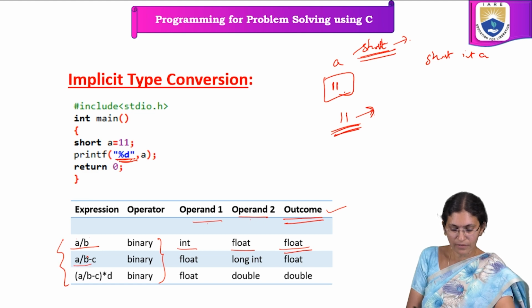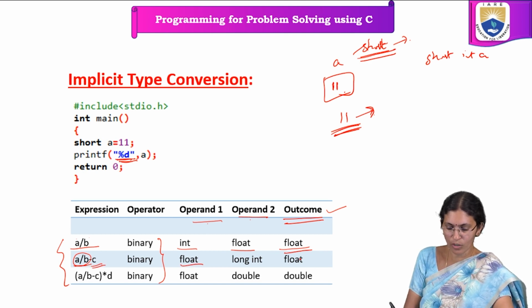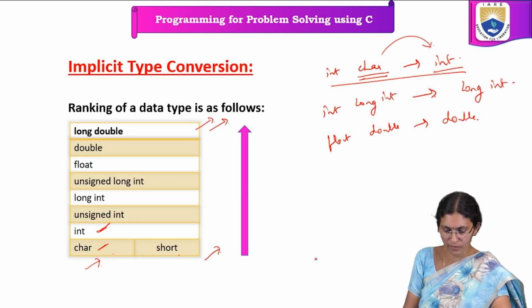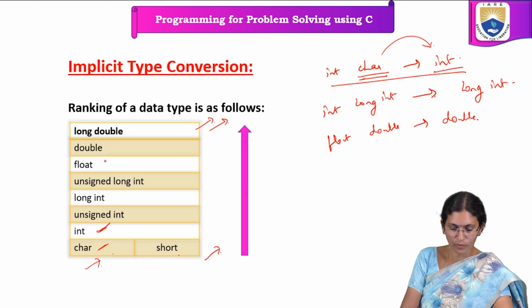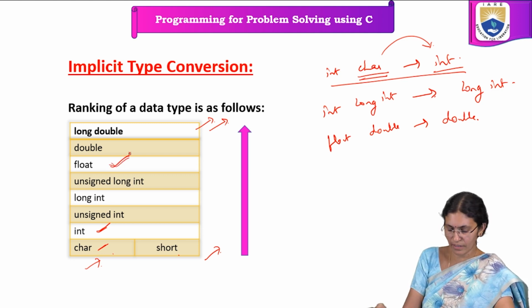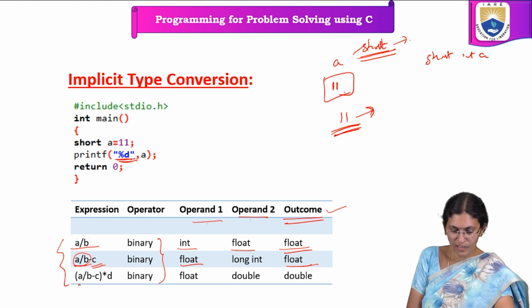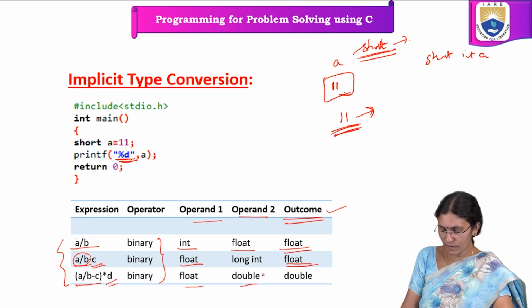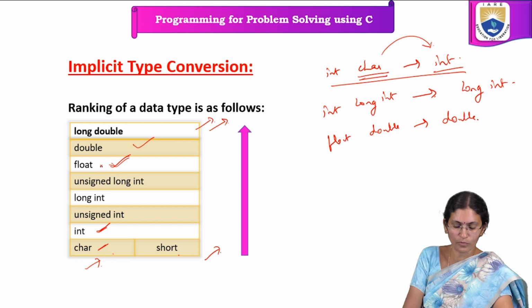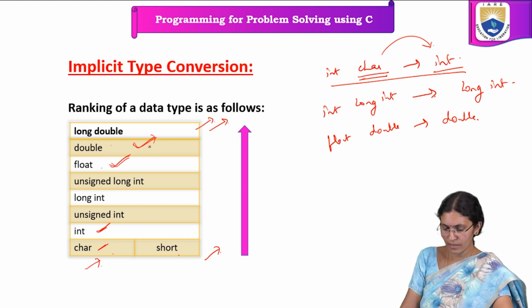Next, a divided by b minus c. If the output of a divided by b is a float value and c is declared as a long int, then the output is a float value, according to this table. Float and long int is converted to float, since float is at the higher rank. Next, if you declare c as a double, then the output of float and double is double, because double is at higher rank.